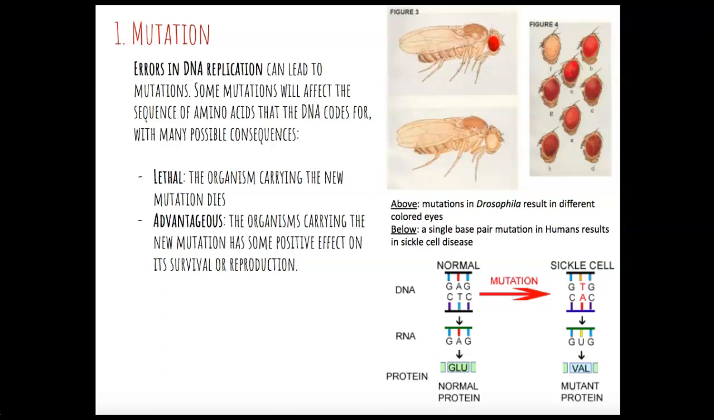In the examples, we have mutations in Drosophila that result in different colored eyes, or we have a single base pair mutation in humans that results in sickle cell disease. Sickle cell disease would be something that is harmful. Eye color in Drosophila could be beneficial if it somehow affects mating or sight and vision, or it could just be neutral if it's just the color of the eyes.